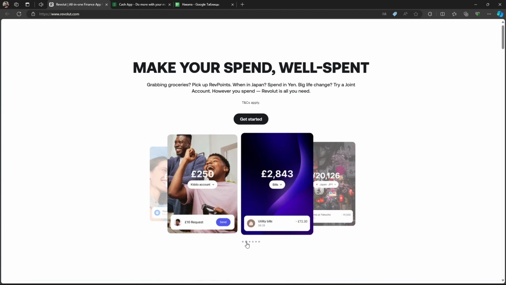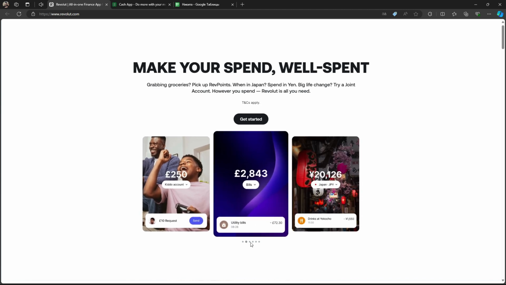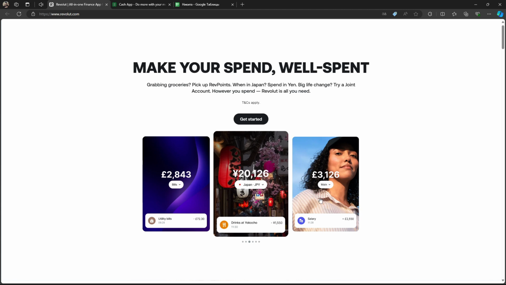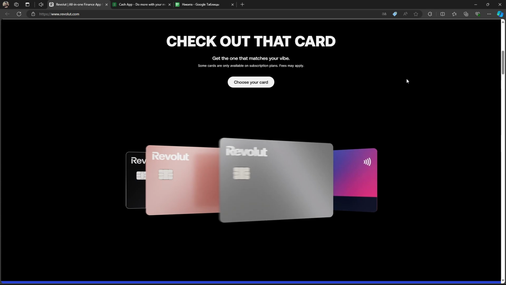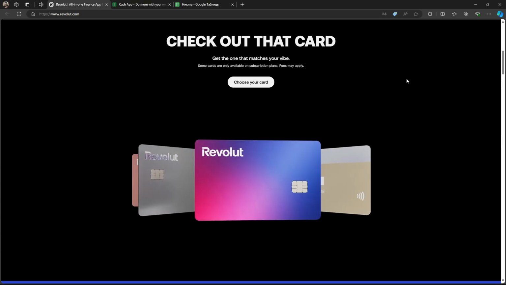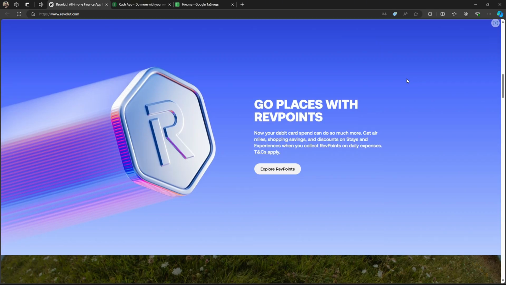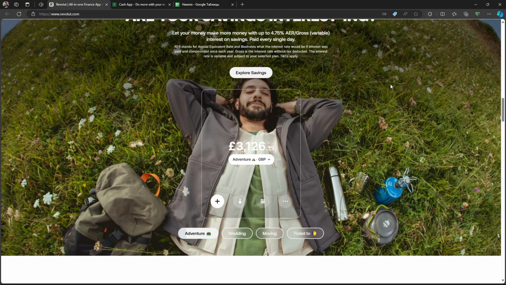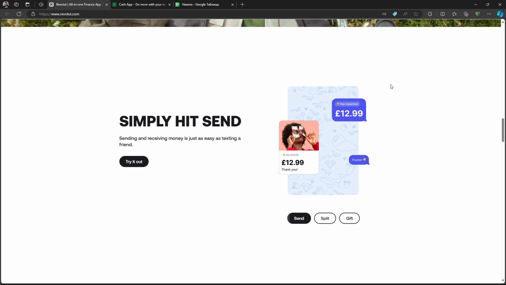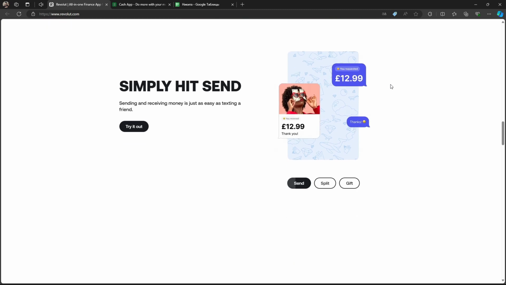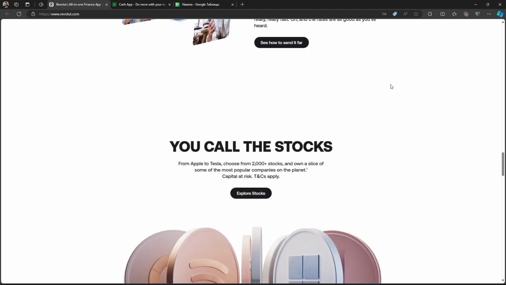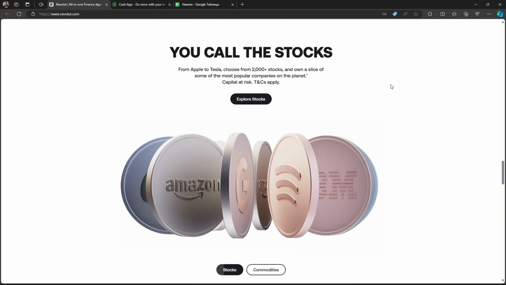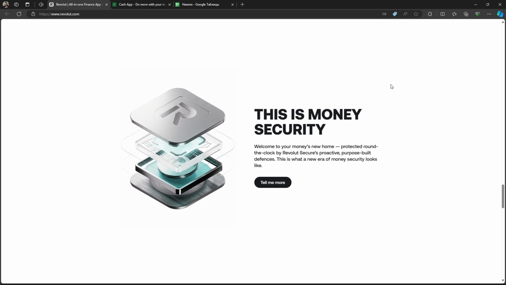Revolut supports payments in multiple currencies with very competitive exchange rates, making it ideal for international travelers or those who send money overseas regularly. Revolut also offers a debit card, cryptocurrency trading, and even budgeting tools. The app is available in many countries, and its premium tiers provide access to perks like higher withdrawal limits and insurance. However, for users who don't need such comprehensive features, the premium tiers might be overkill, and the free version may feel limited.